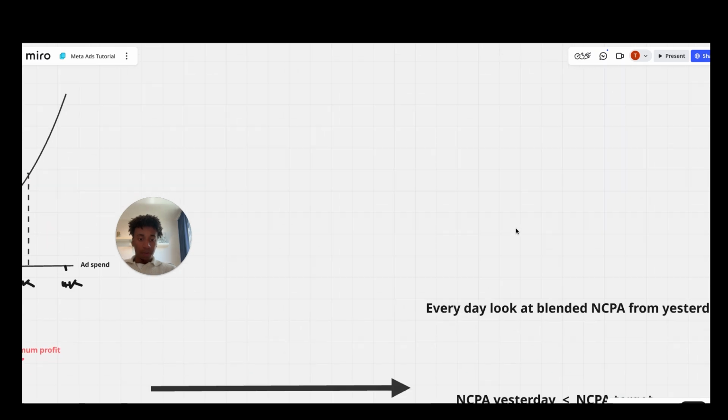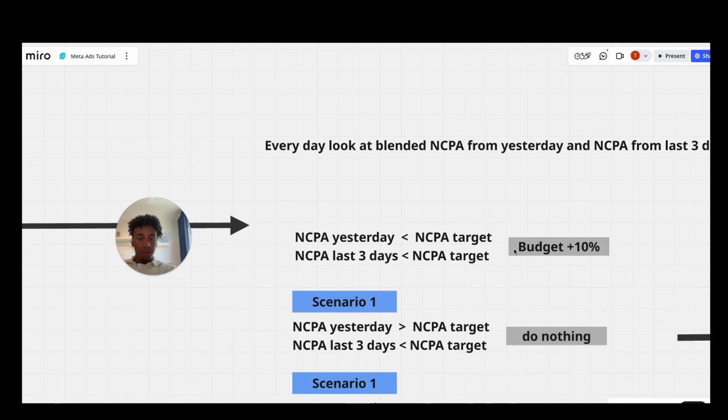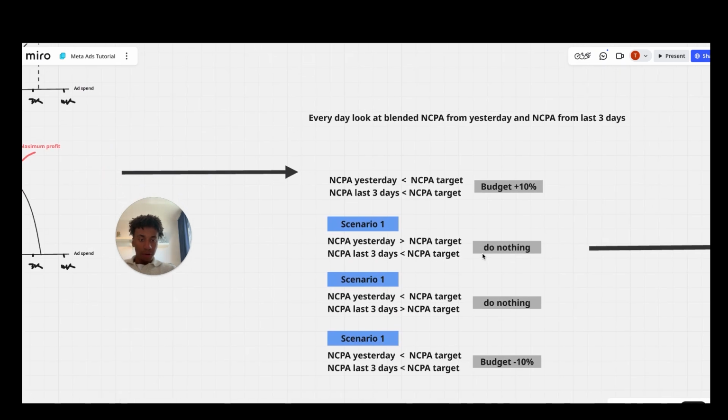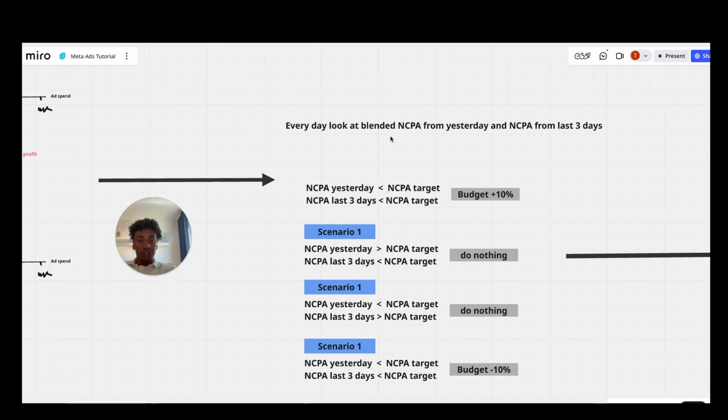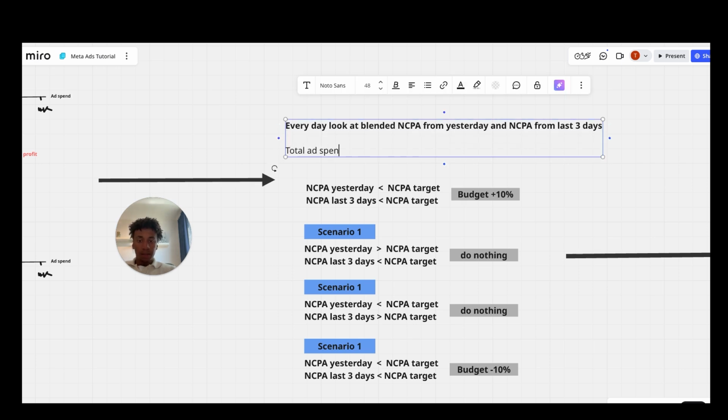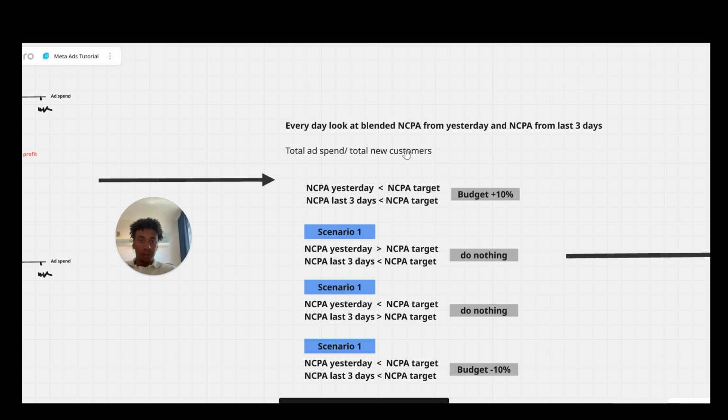Now what is important is, how do you optimize your budget? How do you manage your ad accounts? Every day you need to look at your blended NCPA from yesterday and your blended NCPA from the last 3 days. So what is your blended NCPA? That is what I just explained to you before. Your blended NCPA is just your total ad spend divided by your total new customers. The ad spend you get from your ad platforms, and the new customers number you get from your Shopify dashboard.